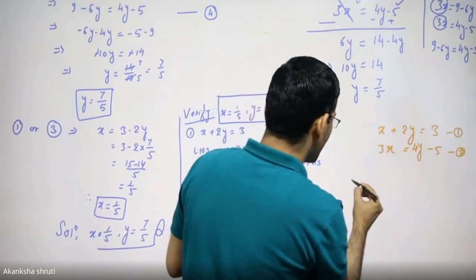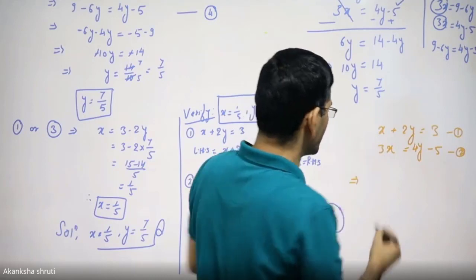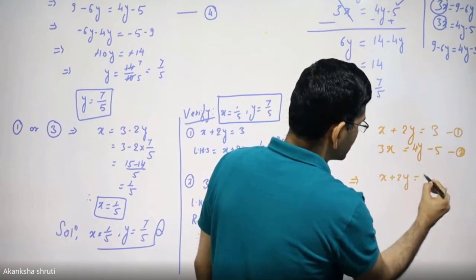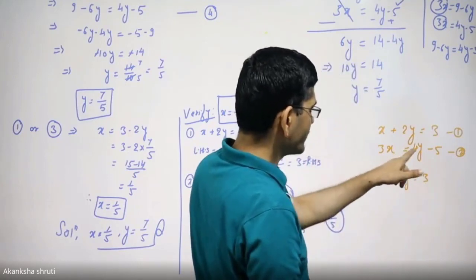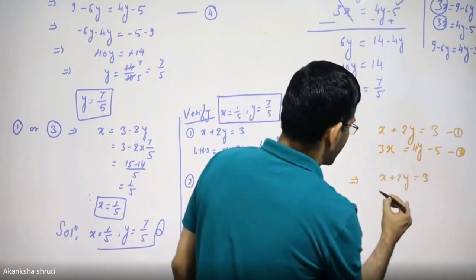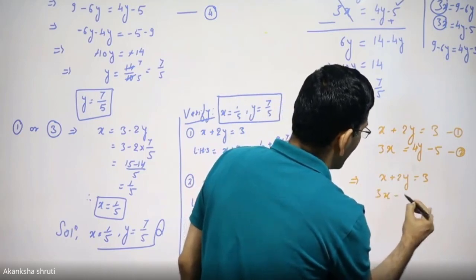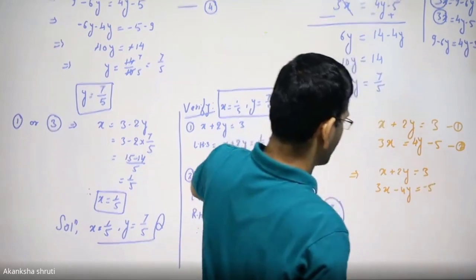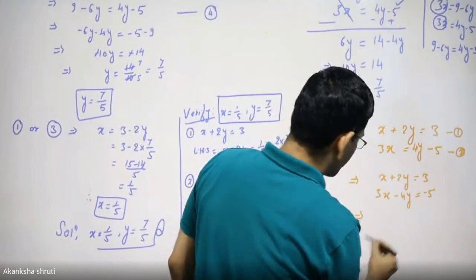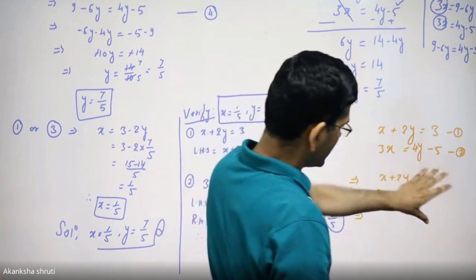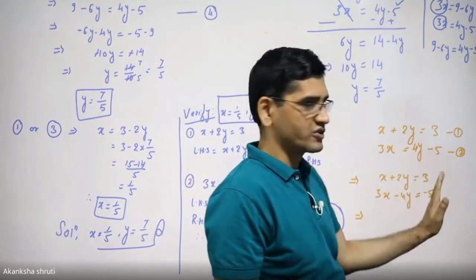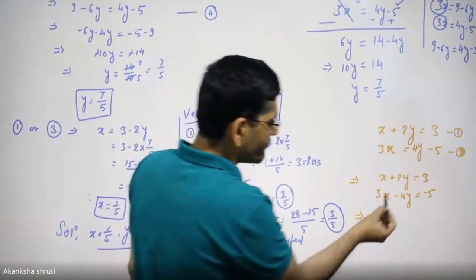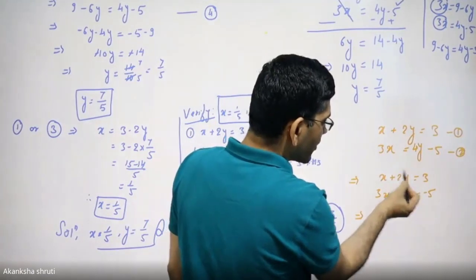For solving this, you have to carry both the equations together. So write this: x plus 2y is equal to 3, and in the second equation bring this variable to the left hand side. It is 3x minus 4y is equal to minus 5. You keep it. Next step, when it is in this form, with all the variables on the left hand side and constants on the right hand side, the next step becomes more convenient. Now we want to equalize the coefficients.